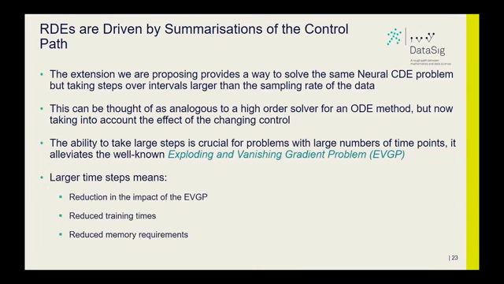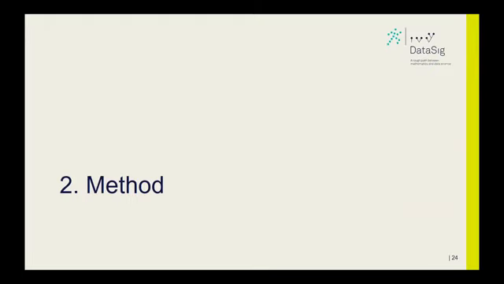And so these are the three key reasons why these large time steps in this rough approach are particularly effective: the reduction of the impact of this exploding and vanishing gradient problem. It simultaneously reduces training times and reduces memory requirements, the memory requirements due to storing these computations in the forward pass along the length of the time series.